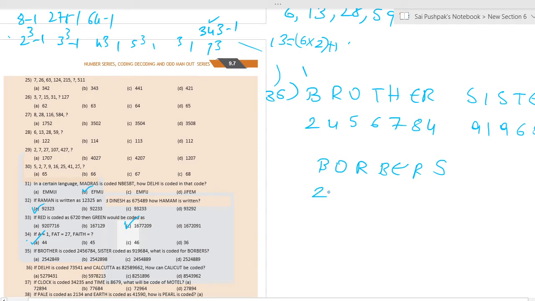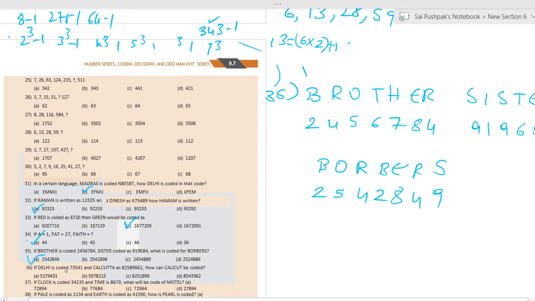What is B? B is 2, O is 5, R is 4, B is 2, and E is 8, and R is 4. What is S? S is 9. 254 2849 is the answer.